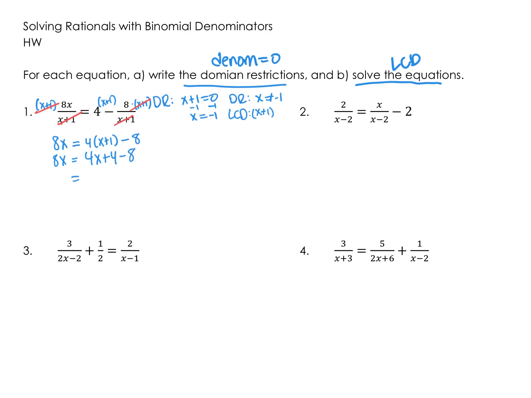We'll combine like terms over here on this side first. Then I'll move the 4x over. Divide by 4, and we get x equals -1. Now we need to make sure that the solution does not conflict with our domain restriction. But because our domain restriction says x cannot be -1, then this cannot be a solution. So since there are no other solutions, then there is no solution to this one.